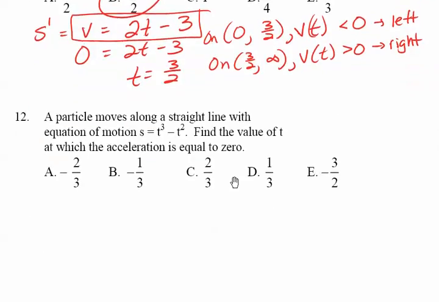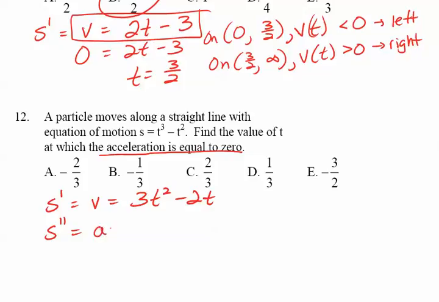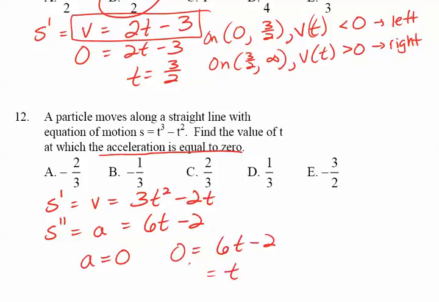All right, another particle with a position function. Find the value at which the acceleration is equal to 0. Well, s prime is velocity, 3t squared minus 2t. S double prime is acceleration, 6t minus 2. So acceleration is equal to 0 when t is 2/6, or 1/3.